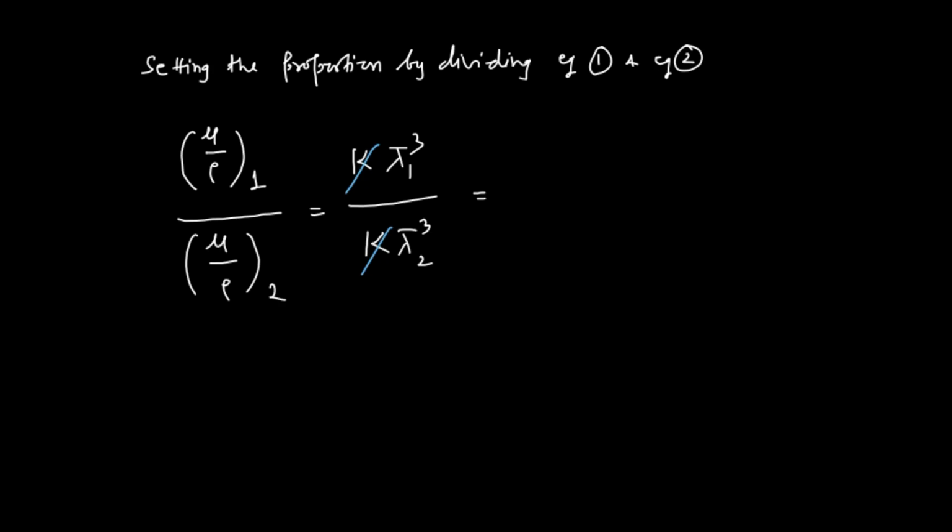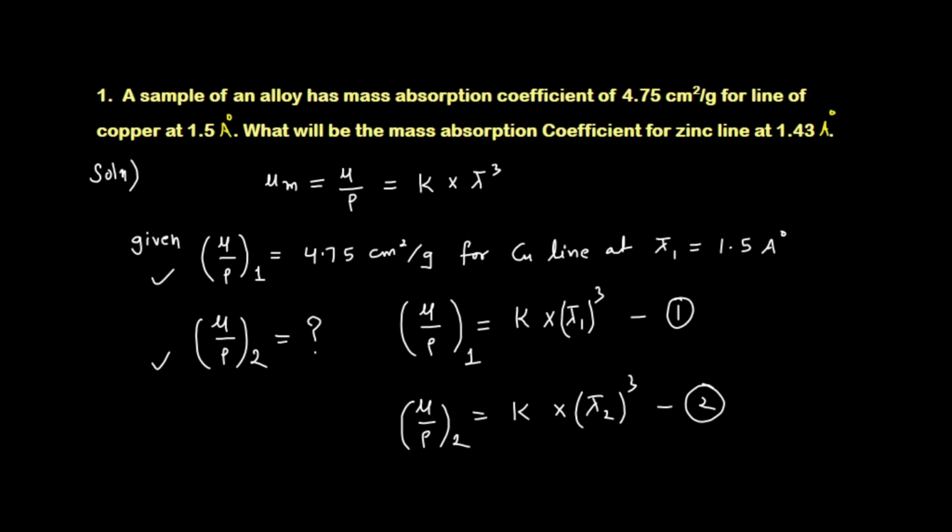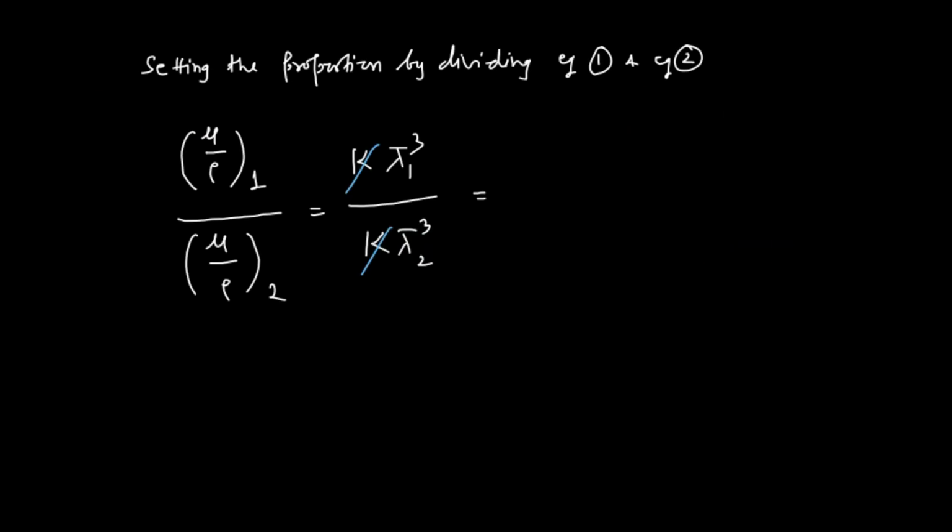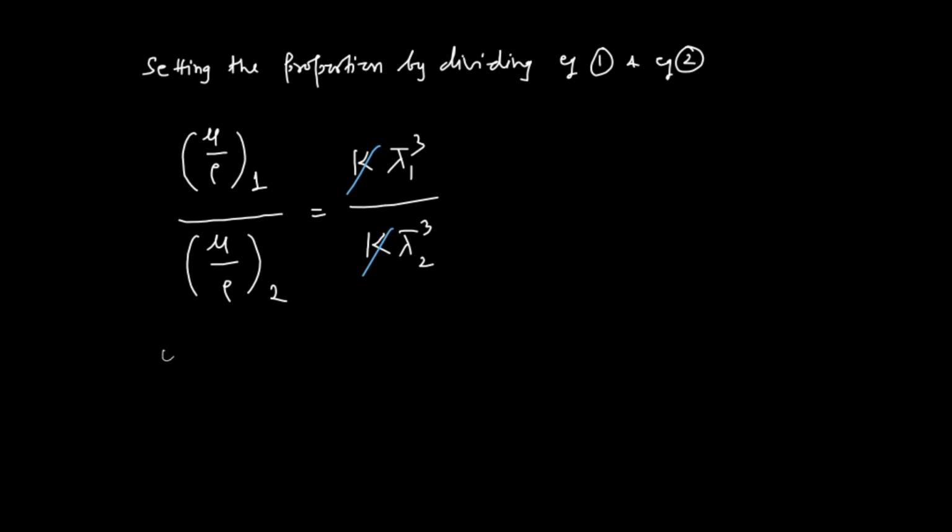For the first one, this value is given, which is your 4.75. I go back. This is given as 4.75 centimeter square per gram, and lambda is 1.5 angstrom. So how can we solve this? This I can write as 4.75 centimeter square per gram, here mu by rho for the zinc, which you need to calculate. So instead of writing 1 and 2, you can write here copper and zinc as well. Okay. So this will not make any difference.